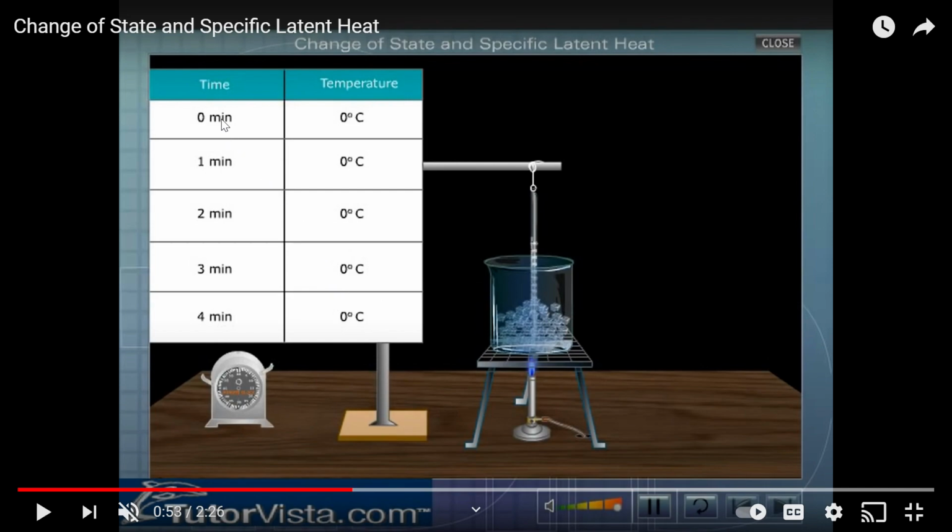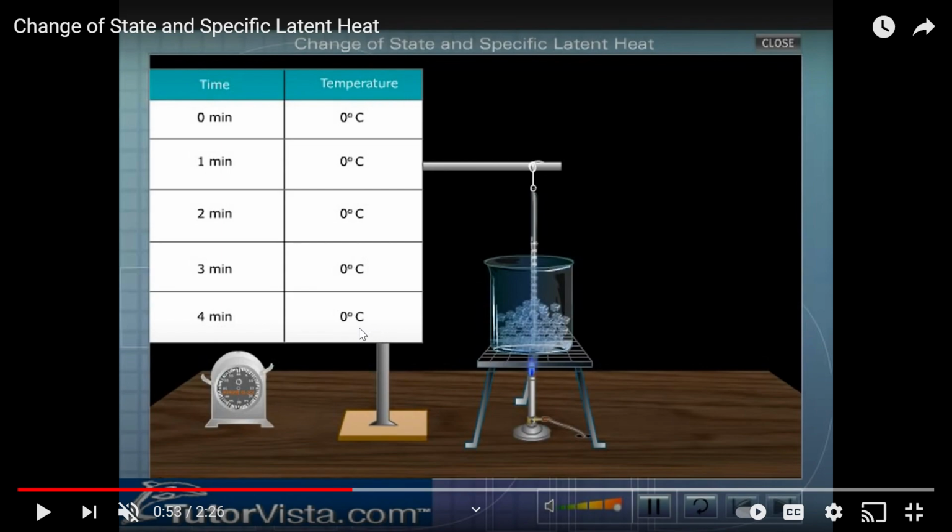So at 0 minutes, the temperature was 0 degrees centigrade. Now children, as we are heating the ice cubes, after 1 minute, when I saw the thermometer, again the temperature is 0. After 2 minutes, again the temperature is 0. Even after 3 minutes, the temperature shown by the thermometer is 0. And after 4 minutes, again the temperature was 0 degrees centigrade.